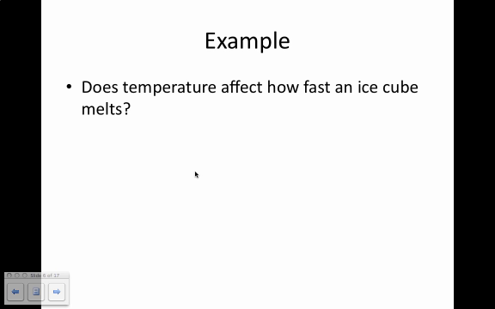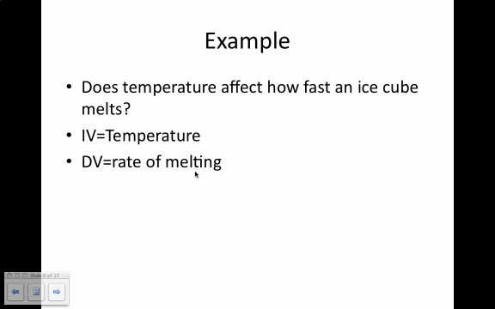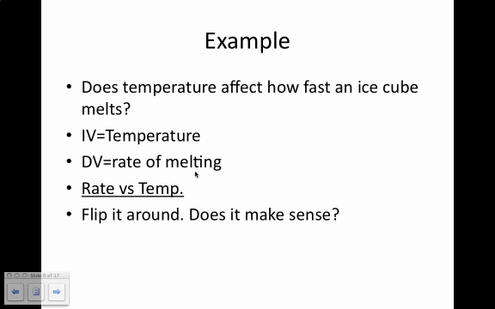Here's another example. Does temperature affect how fast an ice cube melts? You can pause the video right now and try to identify the independent variable and dependent variable if you want. The independent variable is the temperature. The dependent variable is the rate of melting, how fast it melts. So for a title, we would write the dependent variable first, and then the independent variable: the rate of melting versus the temperature.